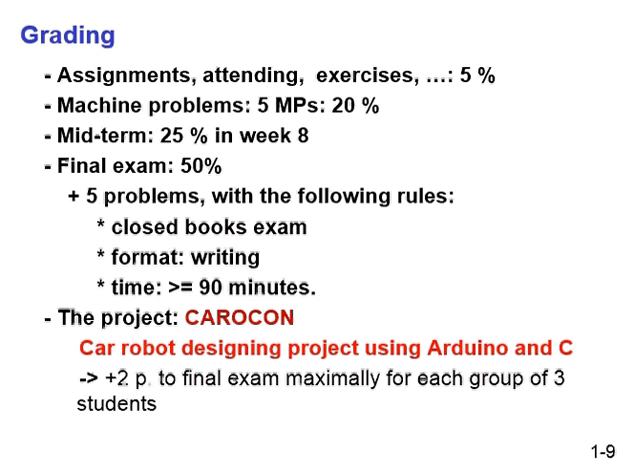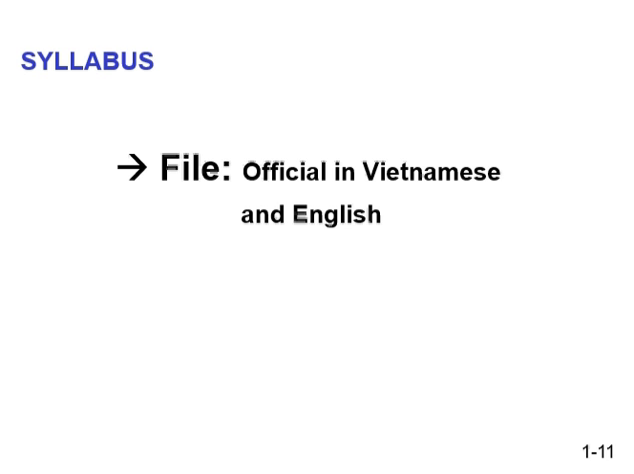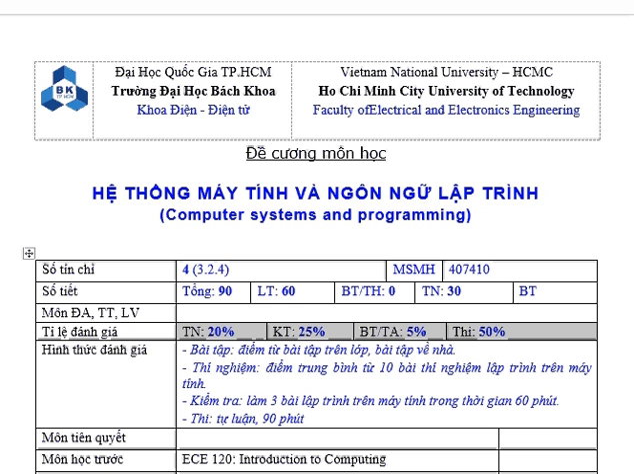We have midterm, final examination, and besides, we have the project. And we can add 2 points to each final examination maximally for each group of 3 students. And the image from a newspaper some years ago for the project. The syllabus in Vietnamese, you can go to BKA Learning to see it. And over here you have the syllabus in Vietnamese.